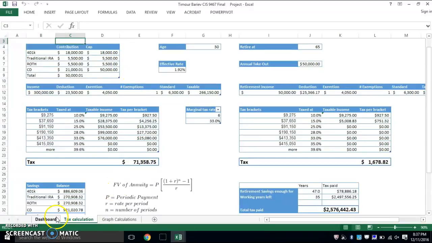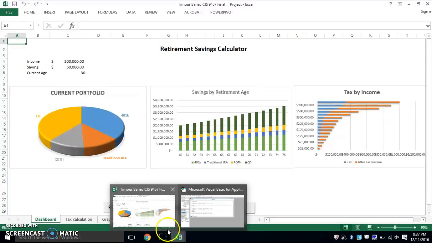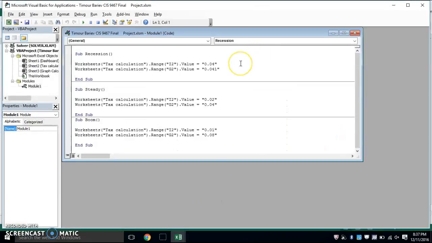So finally, let's go to the buttons. The macro for the buttons sets the inflation rate at 4% and market interest rate at 4.1%, right above it, under recession. Then under steady market conditions, I assume the inflation rate would be 2% and market rate would be 4%, and under economic boom, the inflation is only 1%, but the market rate is 8%.